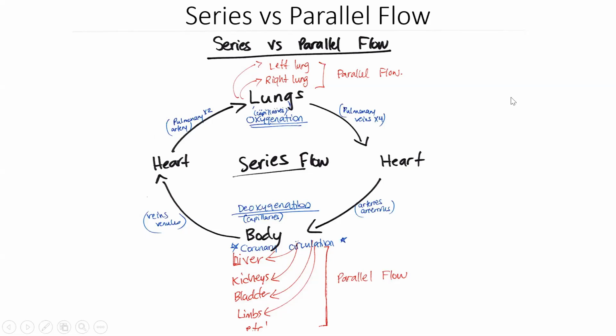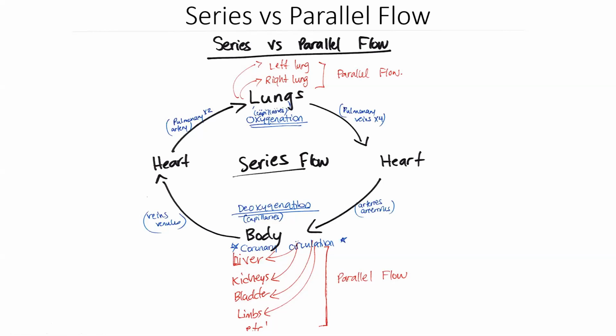So this is how we explain series versus parallel flow. This is typically something that is a bit hard to understand at first. Series, if you know what series means, basically means one thing after the other, after the other, whereas parallel means several things happening at once, right? Series versus parallel. And so the entire cardiovascular circulation is happening in series flow.